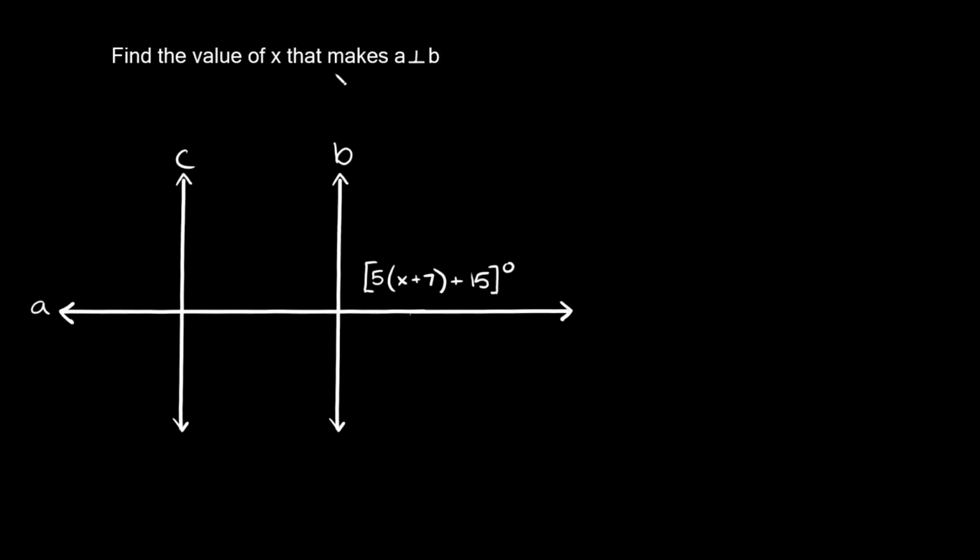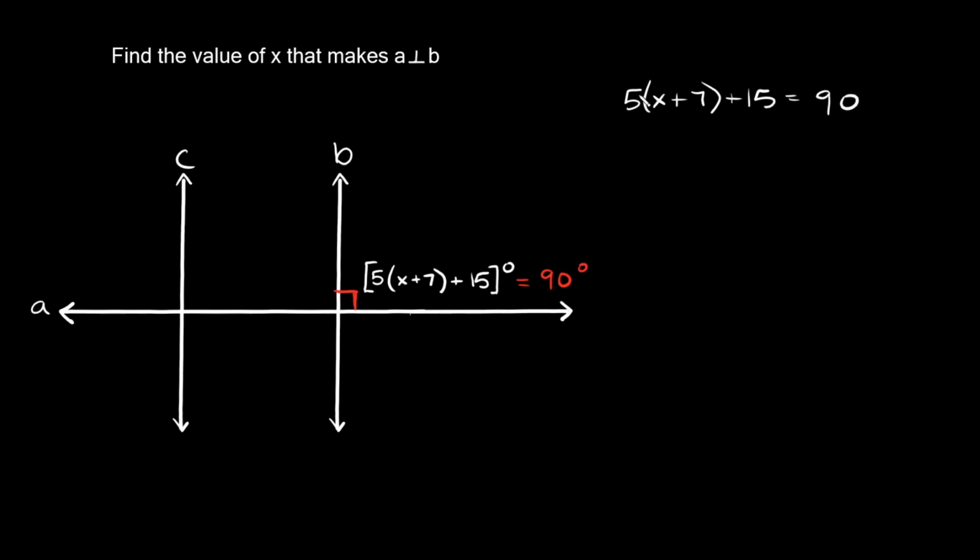All right, last one. This one says find the value of x that makes A perpendicular to B. Here's A, here's B. We want them to be perpendicular to each other. So if they're perpendicular right here, that means this angle right here has to be equal to 90 degrees. That's how we're going to solve for x. We're going to set this expression equal to 90 degrees. So we're going to have 5 times (x plus 7) plus 15 is equal to 90.